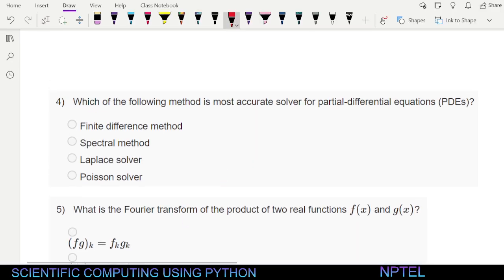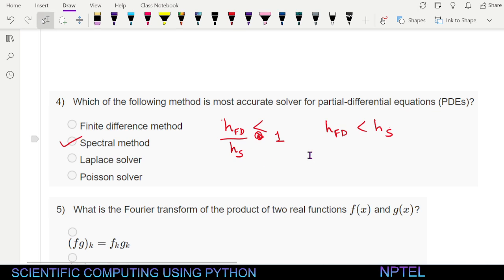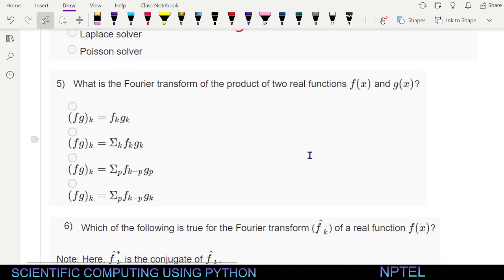And we had seen that result that h needed using finite difference divided by h using the spectral method is larger than 1. Maybe much larger, I don't know, but it's surely larger than 1. Sorry, it's smaller than 1. So basically, you need finer resolution for finite difference than for spectral. So spectral is better, and that's why we are doing it.